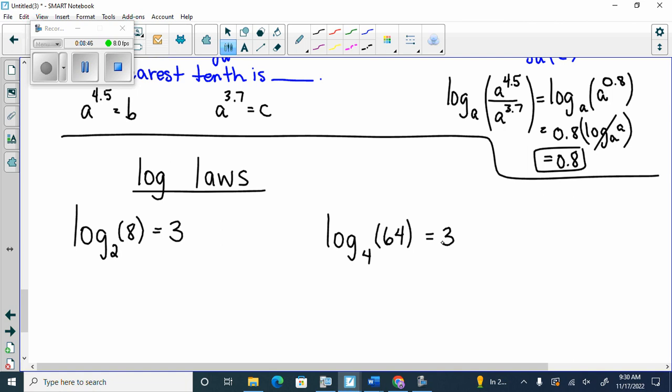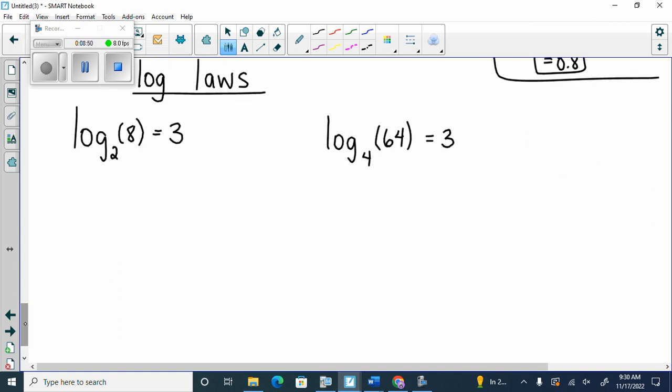Okay? Now I want to prove a law to you. Say I give you log base 2 of 4 plus log base 2 of 8. What is log base 2 of 2? 2.